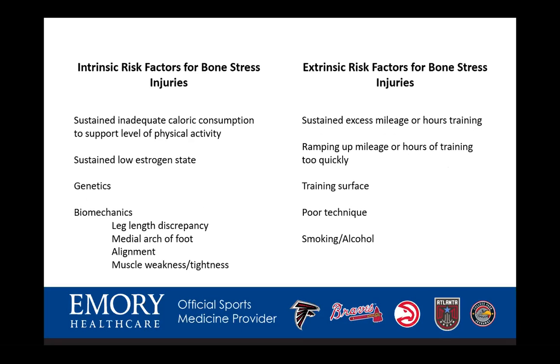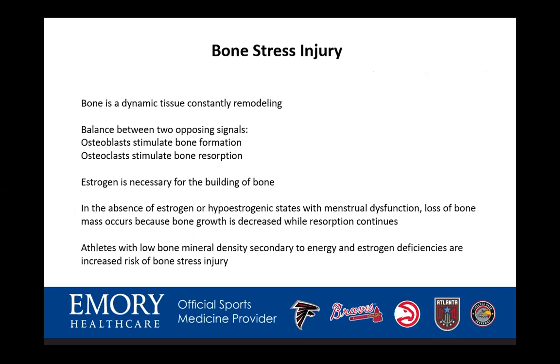There's the concern for the possibility of a low estrogen state, as we see with functional hypothalamic amenorrhea. Genetics plays a role, biomechanics, leg length discrepancies. If they have pes planus or pes cavus, their lower leg alignment, muscle weakness and tightness. And some of the extrinsic risk factors that we recognize are sustained excess mileage or hours of training, ramping up mileage or hours of training too quickly. Training surface certainly does play a role as well, poor technique, and other things like smoking and alcohol consumption.